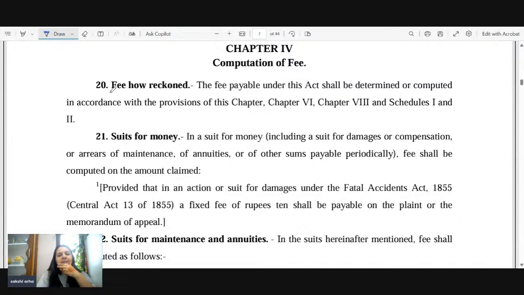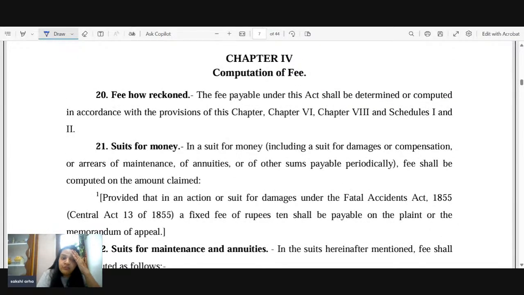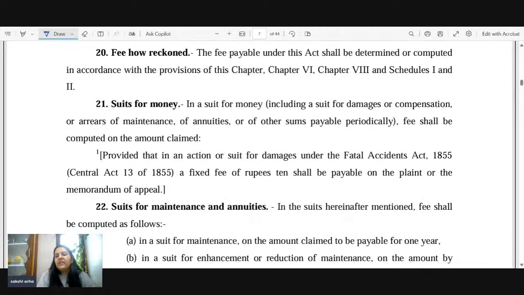Then chapter 4, computation of fee. So how will fee be reckoned? The fee payable under this act shall be determined or computed in accordance with the provisions of this chapter, chapter 6, chapter 7, chapter 8, schedule 1 and schedule 2. How will you count fees, from which day and how? That is decided in all these chapters. Schedules 1 and 2 we have already seen.